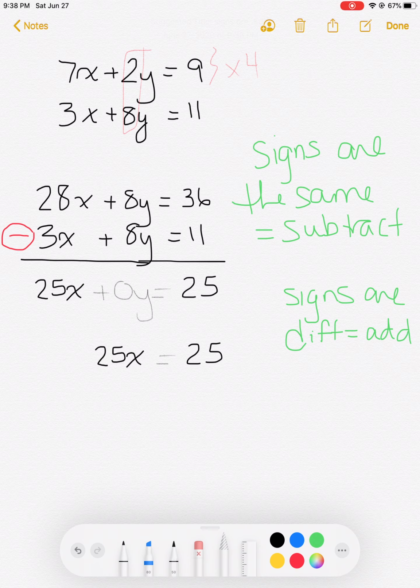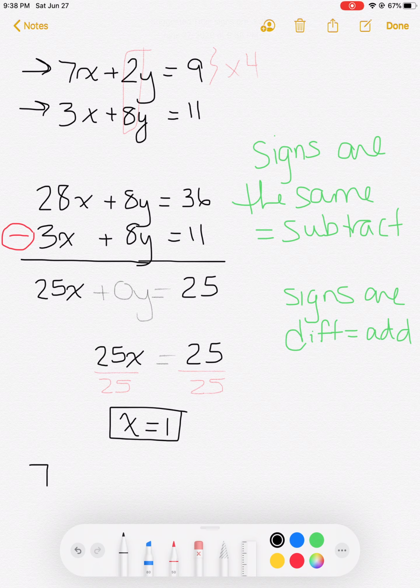25 times x, what's the opposite of 25? What's the opposite of multiply? It is divide. X is equal to 1. Okay? So we're going to do the same thing. We're going to sub this back into one of our original equations. This guy or this guy, it doesn't matter. So let's just use the first one. Why not? It really doesn't matter.